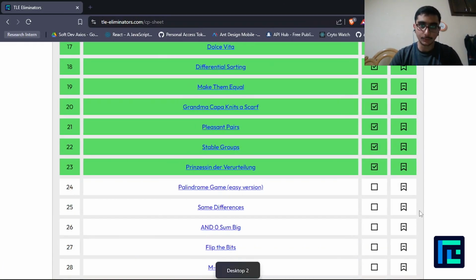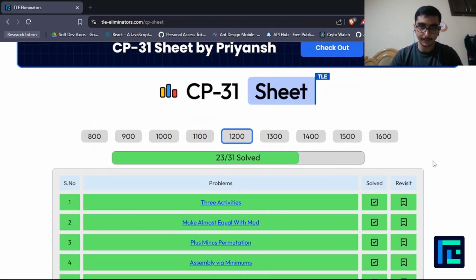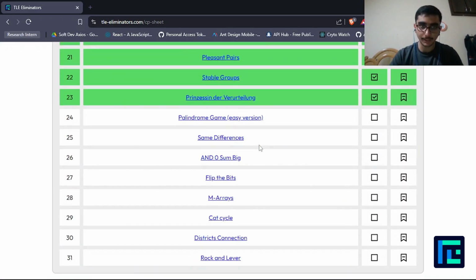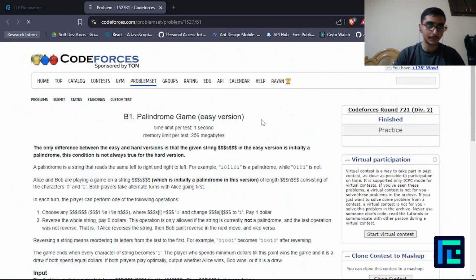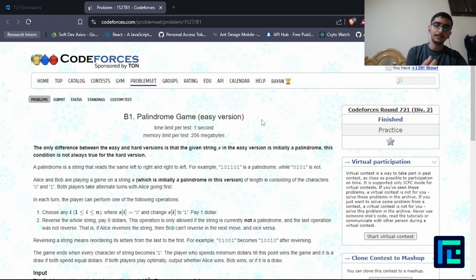So now let's move to the CP-31 sheet and we can see that the 1200 parameter has been checked. We'll be scrolling down to find my 24th problem, Palindrome Game. Let's begin. Now the problem statement is as follows. First of all, it is given that it's an easy version, right? And now the problem states as follows.